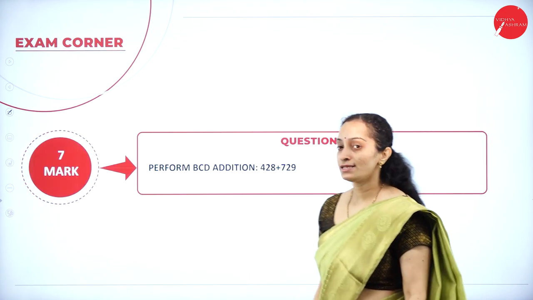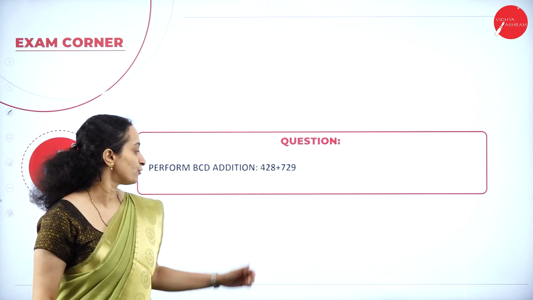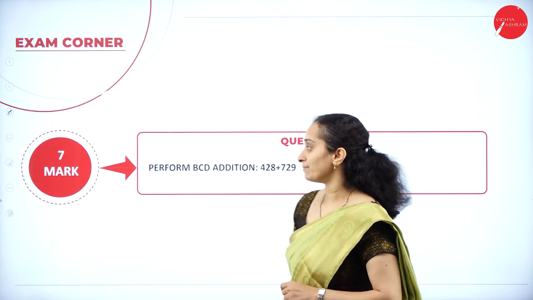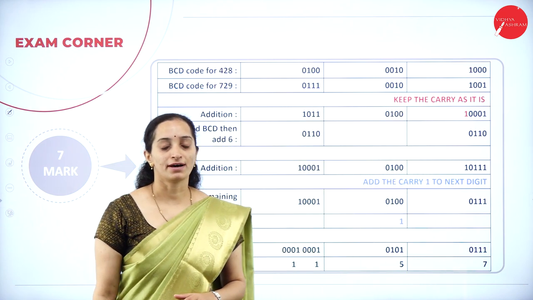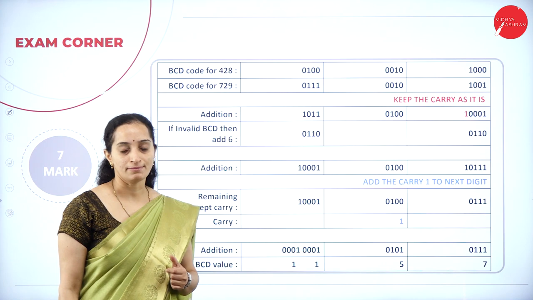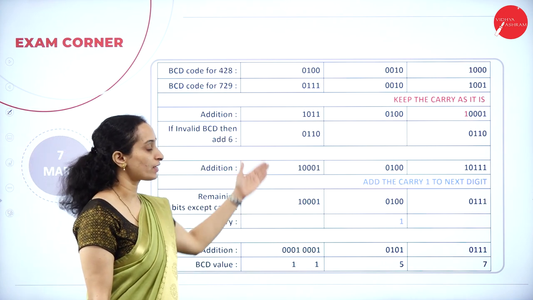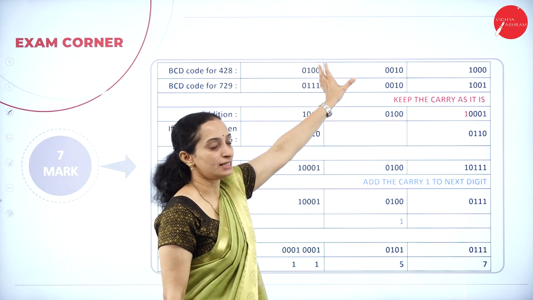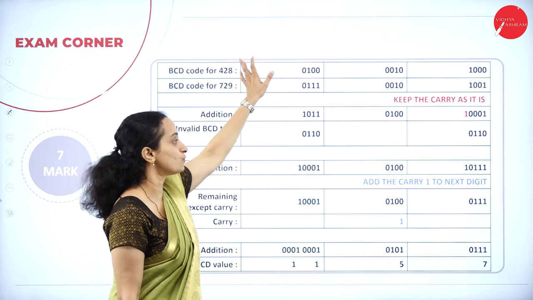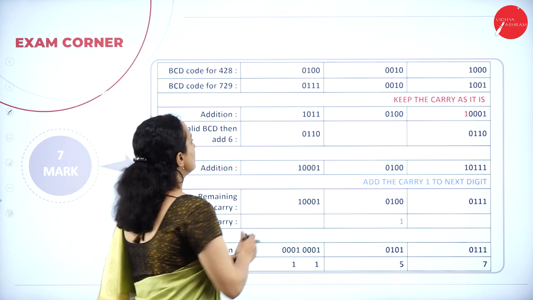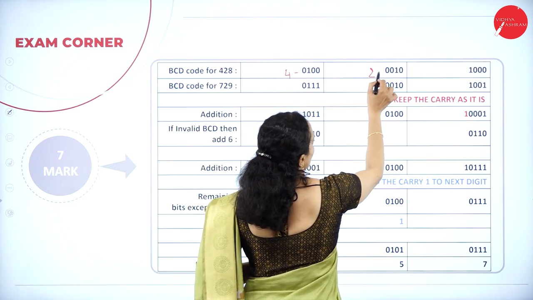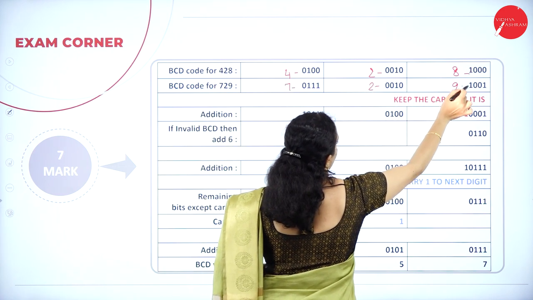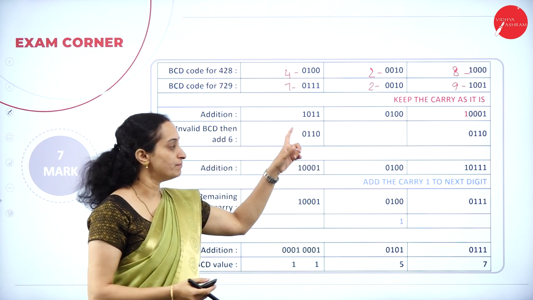Okay, next question is, perform the BCD addition of two numbers, that is 428 plus 729. How do you perform this? Here I have given the table of BCD addition, how you can perform the BCD addition. Now we have to take the BCD form of each of the digits 4, 2, 8, 7, 2, 9. So here we have 4, 2, 8, 7, 2, 9. So you'll represent that in a BCD form.